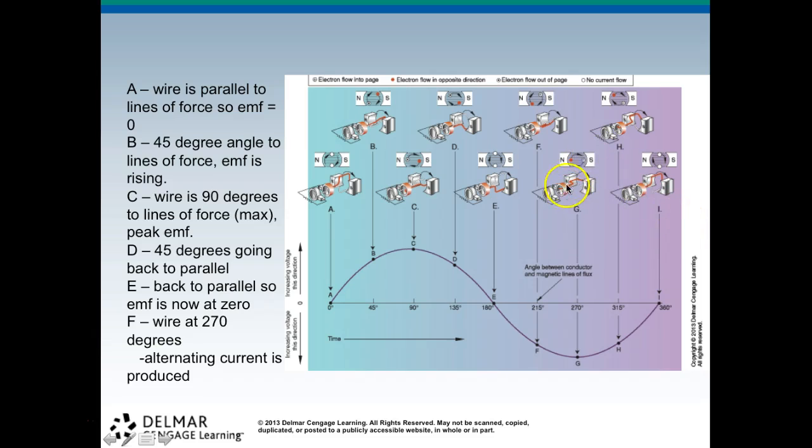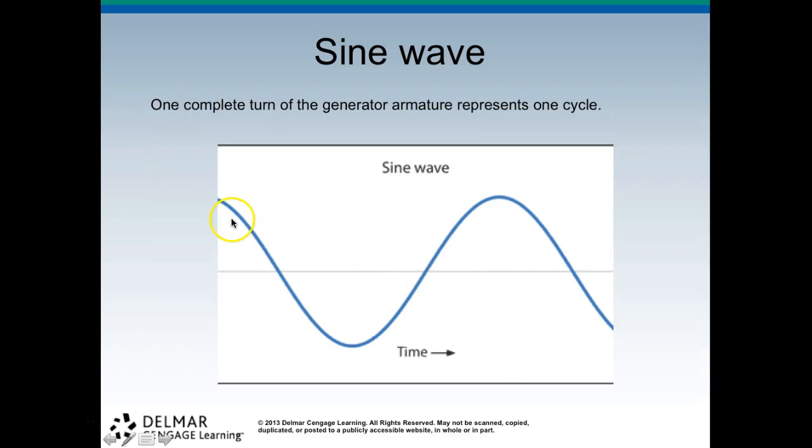So you can see as it's flipping around, we're going positive and negative coming around back to full spin at 360. So we're rising, rising, rising. Max is when it's parallel, either perpendicular, and then coming down and around. So one complete turn of the generator armature represents one cycle. If we start here, we come down and then back to 0, and then up and around back to 0. So this is one cycle. So this is one sine wave.